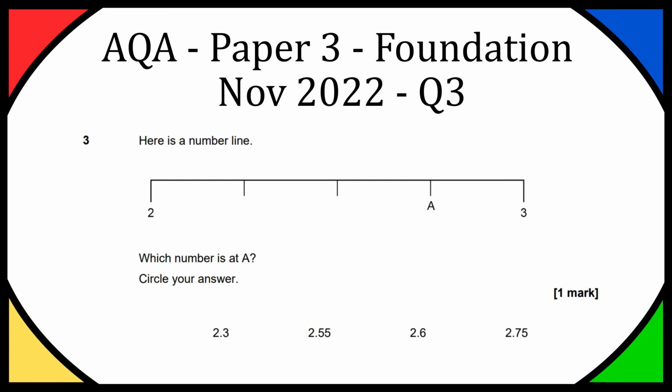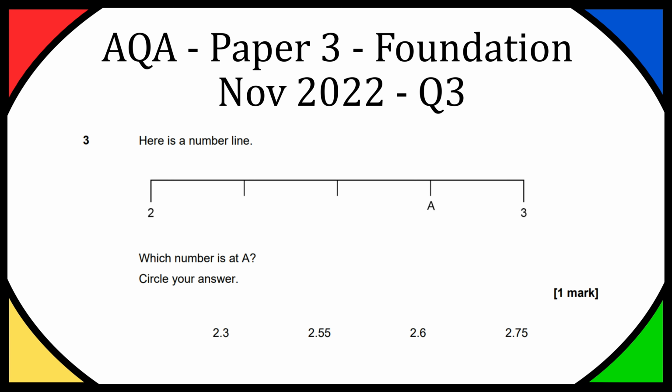Hey everyone, so we have question number 3 here and it says here is a number line. We have a number line which goes from 2 till 3. It's got some markings on there and it's also got 1 marking labelled A. It says which number is at A, circle your answer. And we have 4 options of 2.3, 2.55, 2.6, 2.75 and this is a 1 mark question.